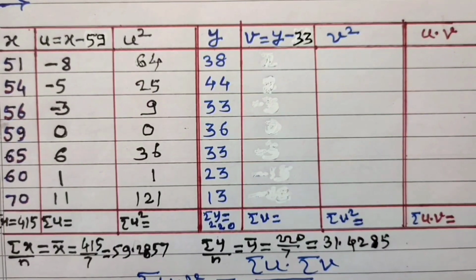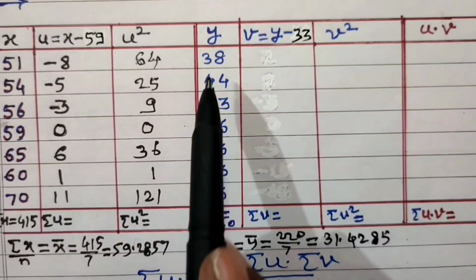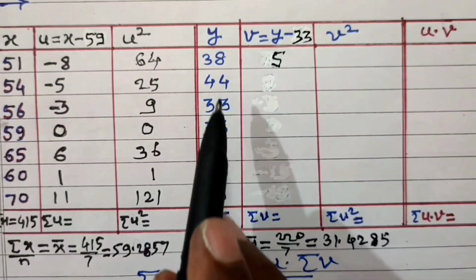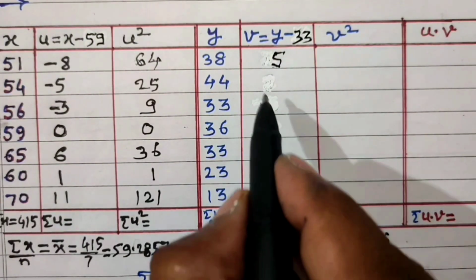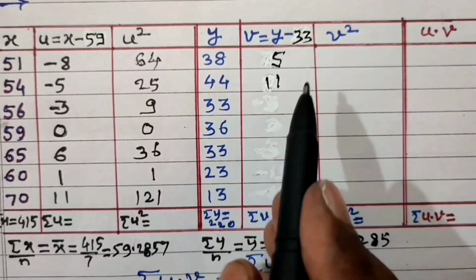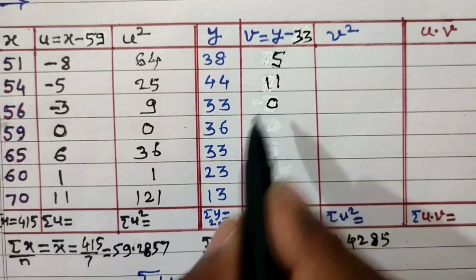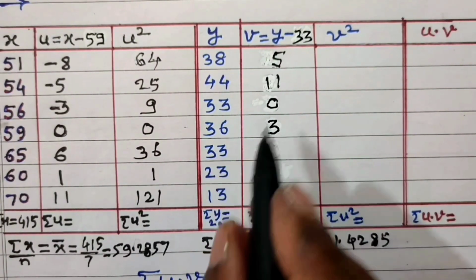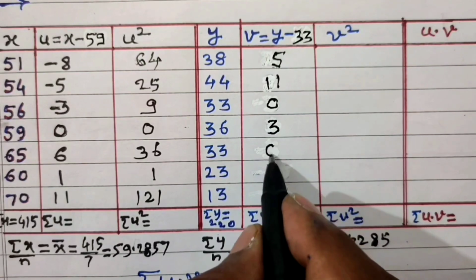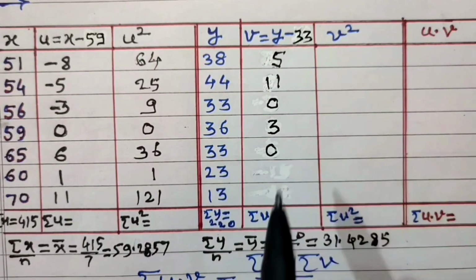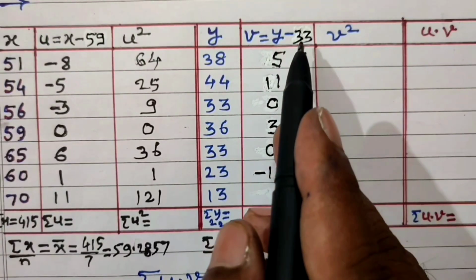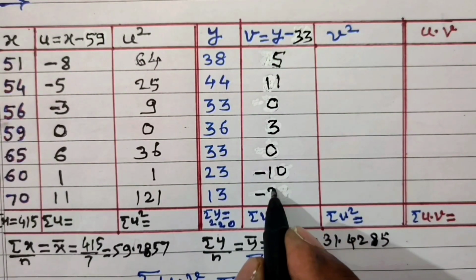Now let us get the values of V. 38 minus 33, which is equal to 5. 44 minus 33 is equal to 11. 33 minus 33 is equal to 0. 36 minus 33 is equal to 3. 33 minus 33 is equal to 0. 23 minus 33 is equal to minus 10, and 13 minus 33 is equal to minus 20.